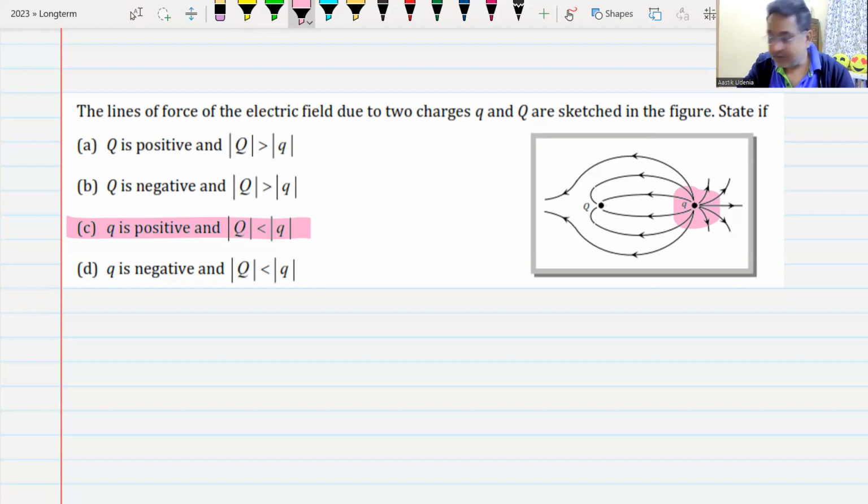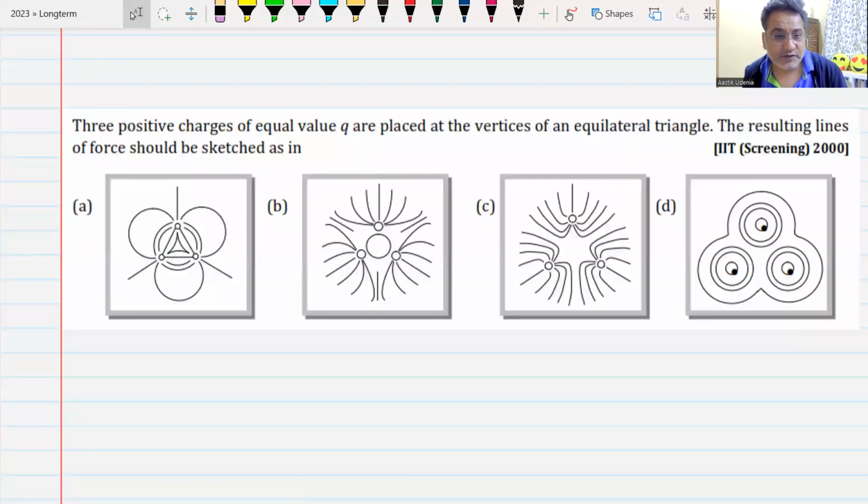Last question, sir. This is from IIT screening of last year's. Can you give me the answer for this? Three positive charges of equal value are placed at the vertices of an equilateral triangle. These are the three charges. This is charge number 1, this is charge number 2, this is charge number 3. Which figure represents the electric field lines correctly?